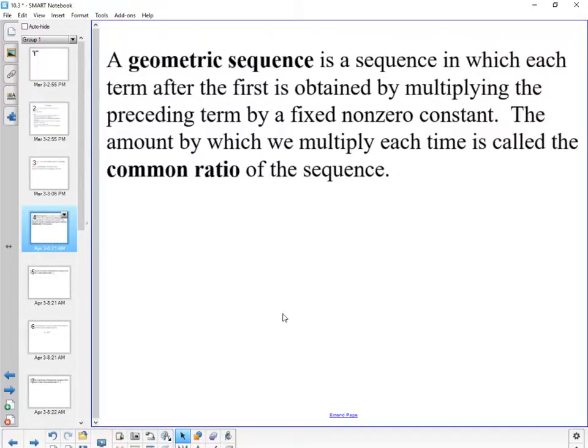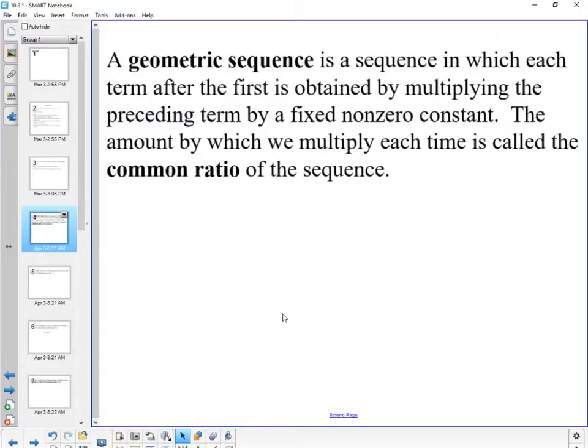What section is this? This is the one on geometric. 10.3. What? 10.3. I thought it was 6. This is chapter 10. This is 10.3. Yeah, we're on 10.3.